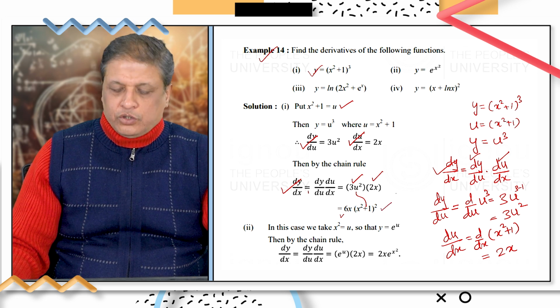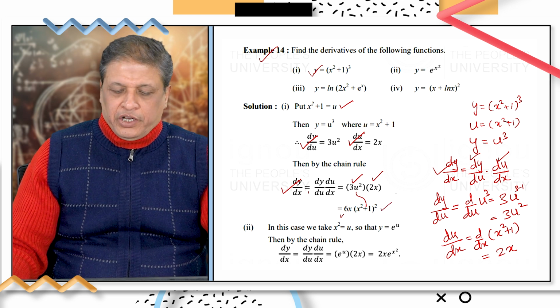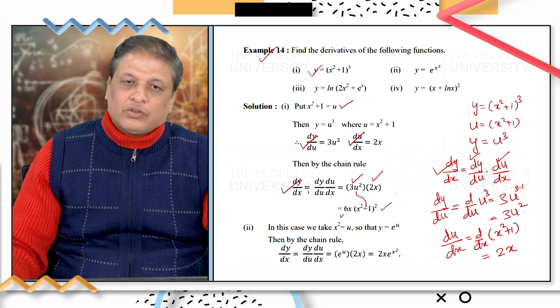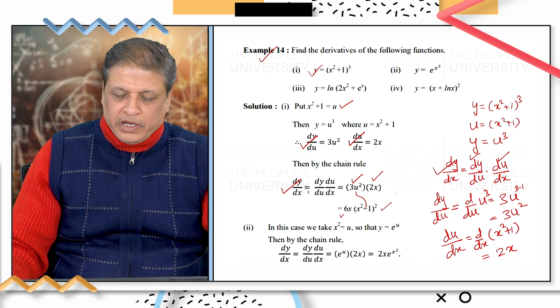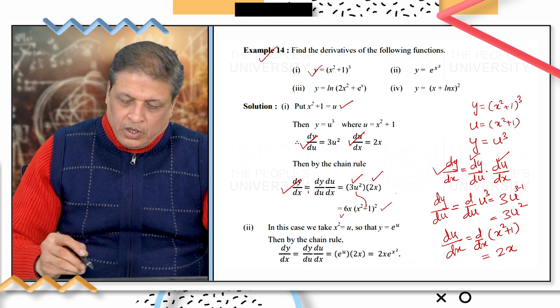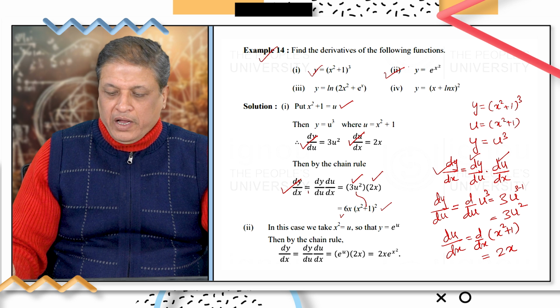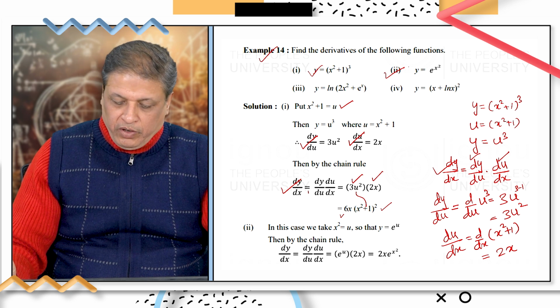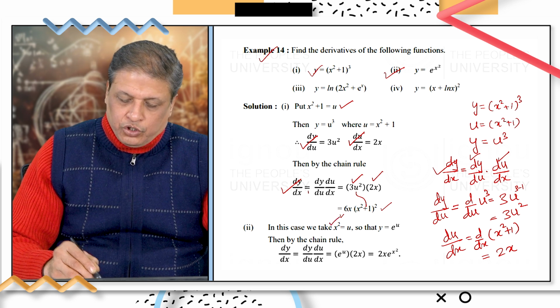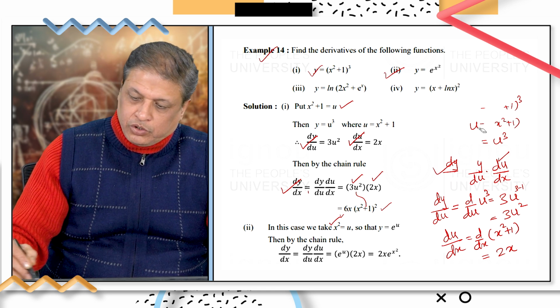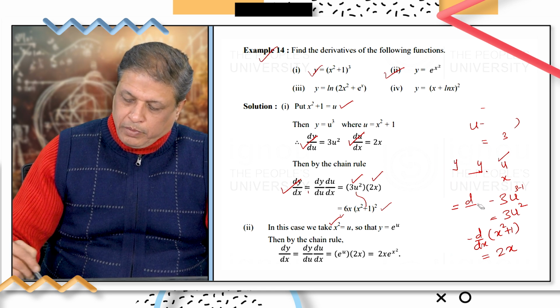So I hope you understood that by applying the chain rule, we solved the first question wherein the given function was y is equal to (x square plus 1) whole cube. Now applying the concept to solve the other question wherein y is equal to e to the power x square, taking u is equal to x square. So let me solve it for you for your better understanding.